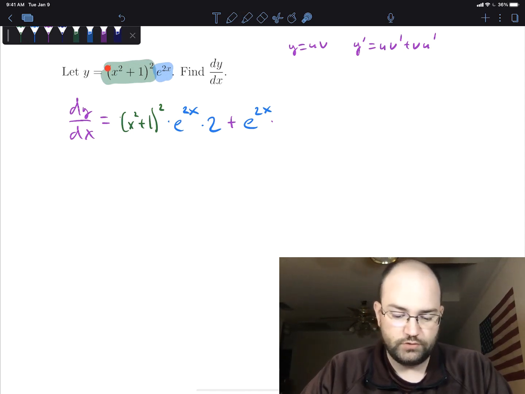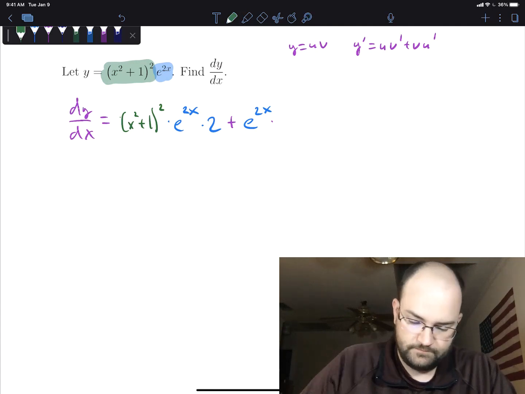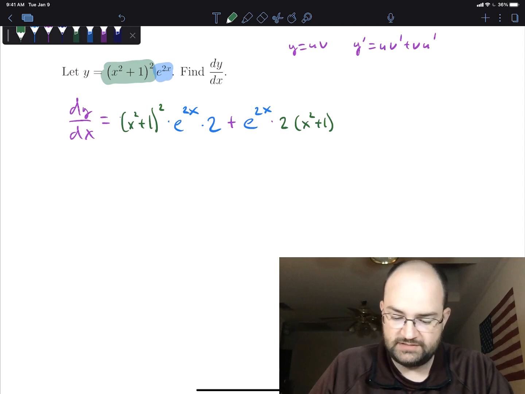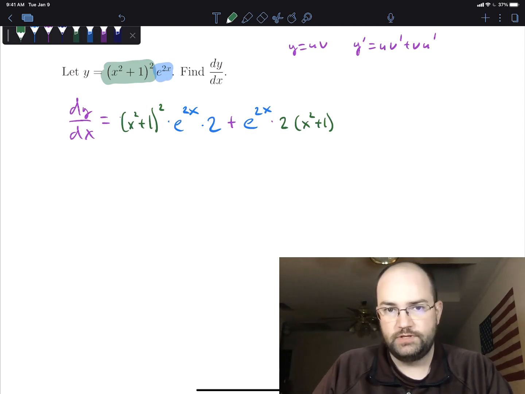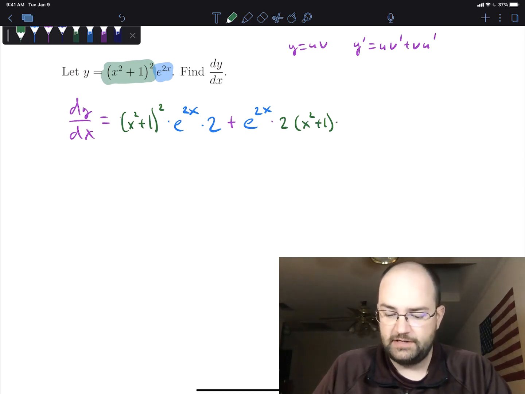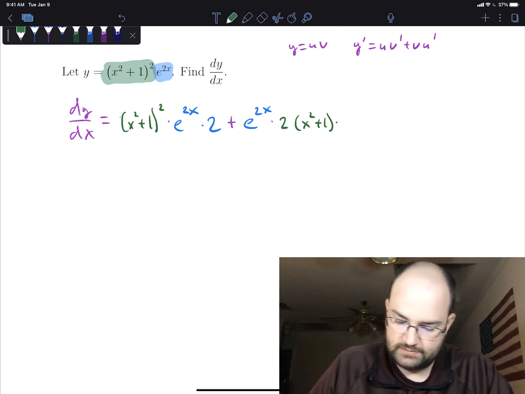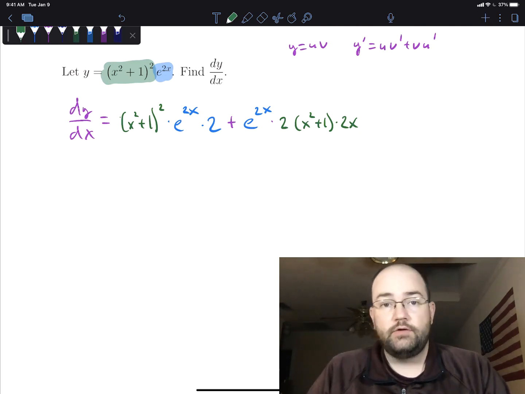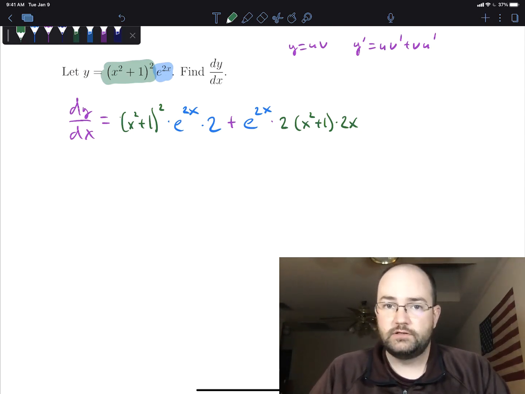I want to bring the 2 down in front, making that 2, and then rewrite the inside. And then the exponent will be 1, or preferably just don't write it, times the derivative of the inside. And the inside is x squared plus 1. The derivative of x squared plus 1 is 2x. Good.